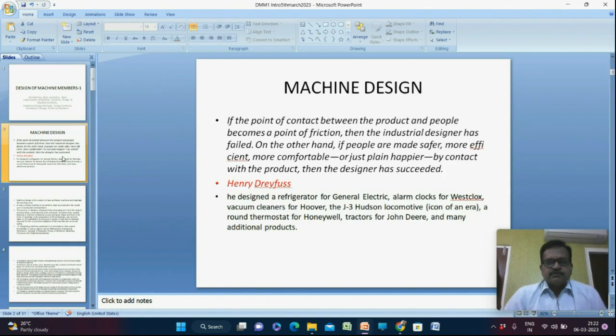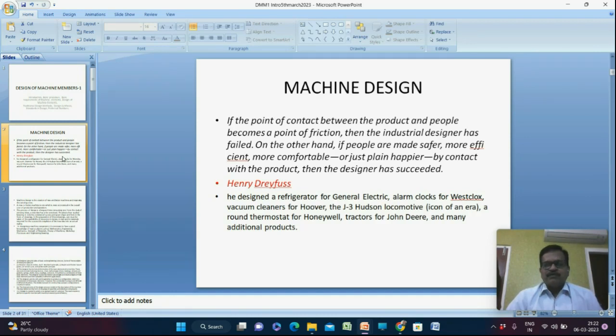Let us start with a quote. If the point of contact between the product and people becomes a point of friction, then the industrial designer has failed. On the other hand, if the people are made safer, more efficient, more comfortable, or just plain happier by contact with the product, then the designer has succeeded. Henry Dreyfus.